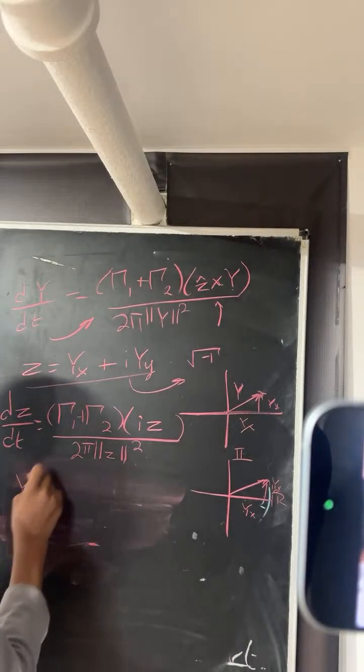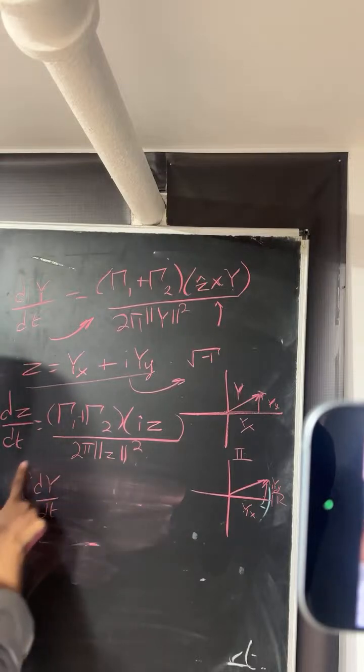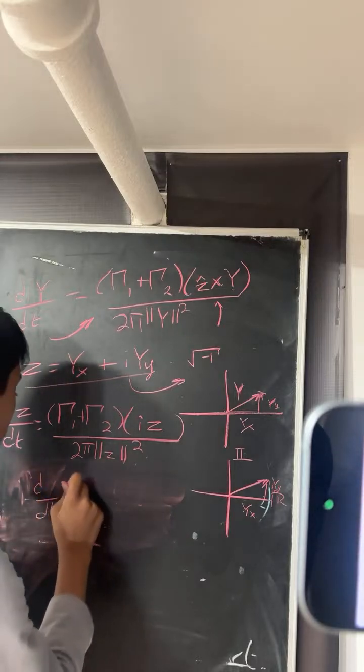If I dot y to both sides of the old equation, this is going to give me d/dt of y dot y.